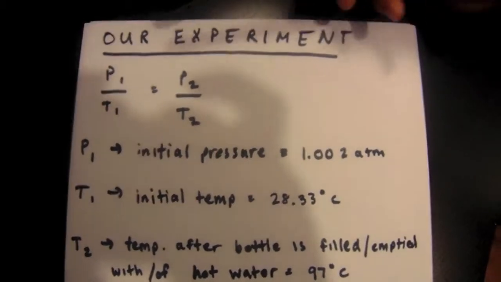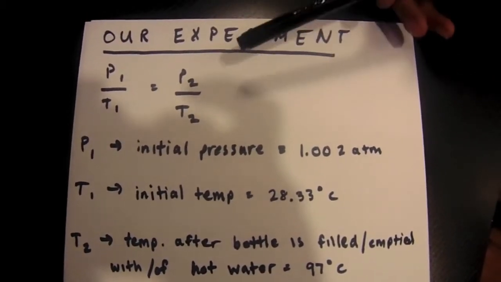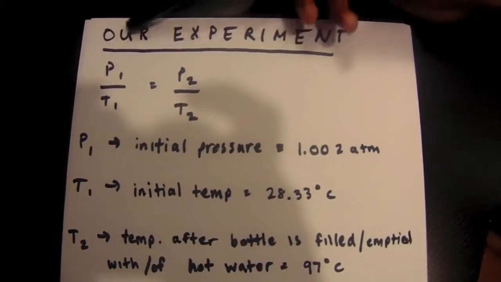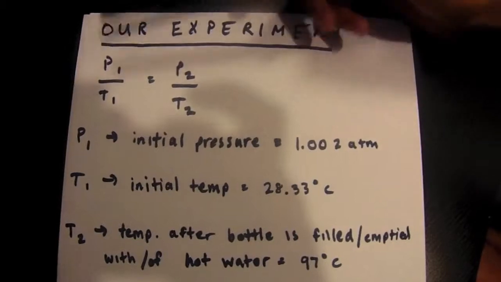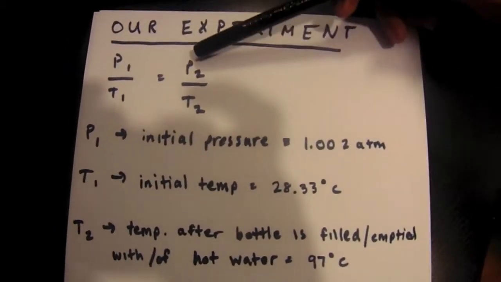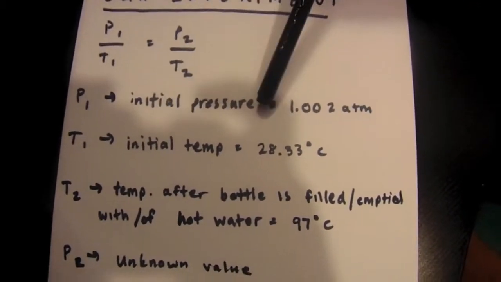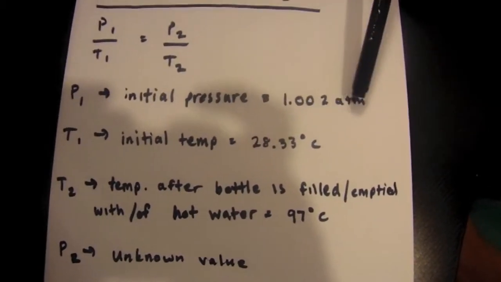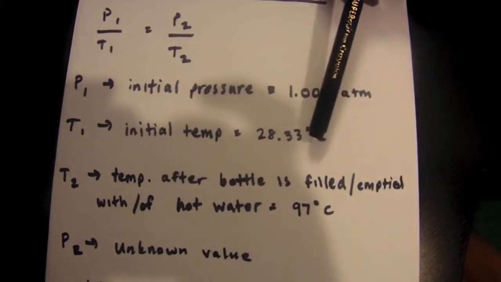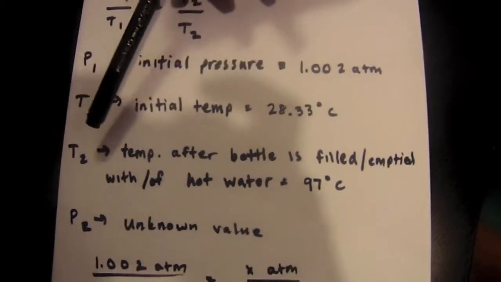So this is how Gay-Lussac's law sort of applies to our experiment and how we can use real empirical data to back up what we found observationally. So we have here the formula, the initial pressure over the initial temperature equals the final pressure over the final temperature. So the initial pressure that we found online was 1.002 atmospheres. The initial temperature was 28.33 degrees Celsius. So, an average day outside in Florida.